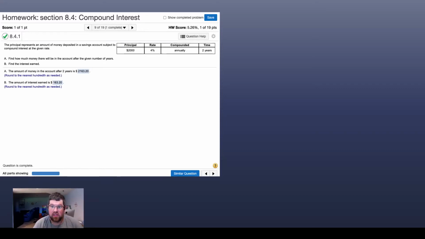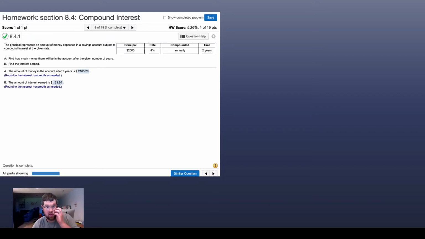Hey there, so I just wanted to go through solving some problems and some different calculators you guys could use. Now, of course, this problem is just a compound interest problem. We're putting in $2,000. There's our rate. It's compounded annually for 2 years. And so no payments. We're not putting in $12 a month or $100 a month or anything.